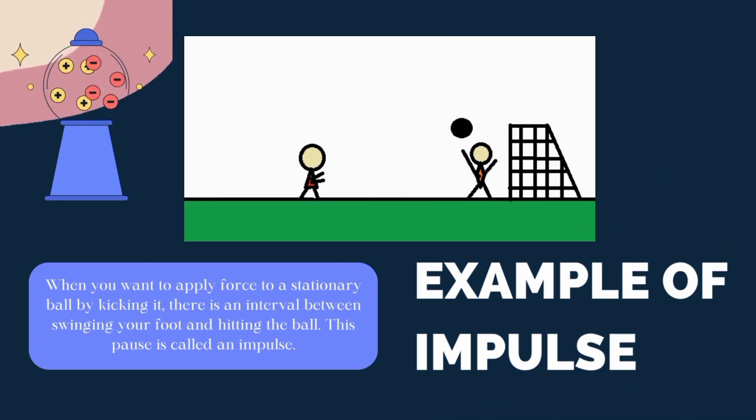This is an example of impulse. When you want to apply force to a stationary ball by kicking it, there is an interval between swinging your foot and hitting the ball. This force is called an impulse.